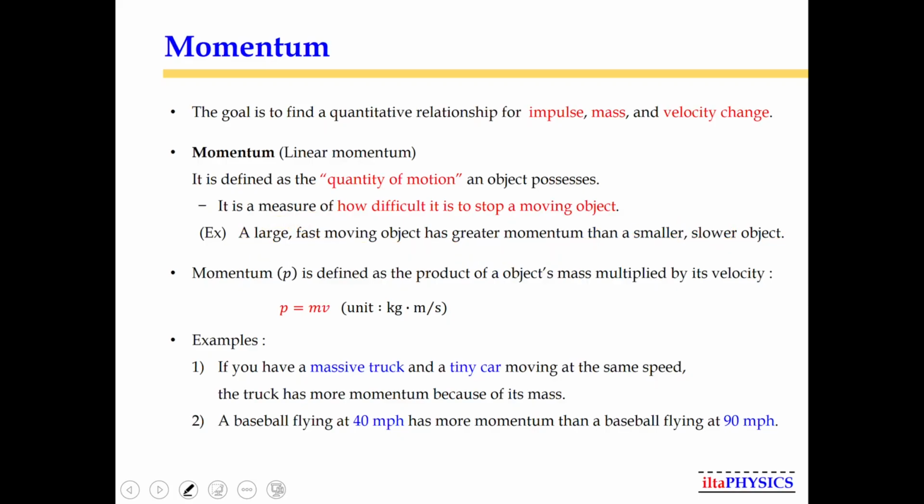If we express this as a quantitative relationship, momentum can be calculated as the product of an object's mass and its velocity. For example, if a large truck and a small car are traveling at the same speed, the truck has more momentum because of its mass. On the other hand, if two baseballs with the same mass are flying at different speeds, the momentum formula tells us that the faster ball has more momentum. Now, in the next section, we'll take a look at the impulse momentum theorem and its applications.